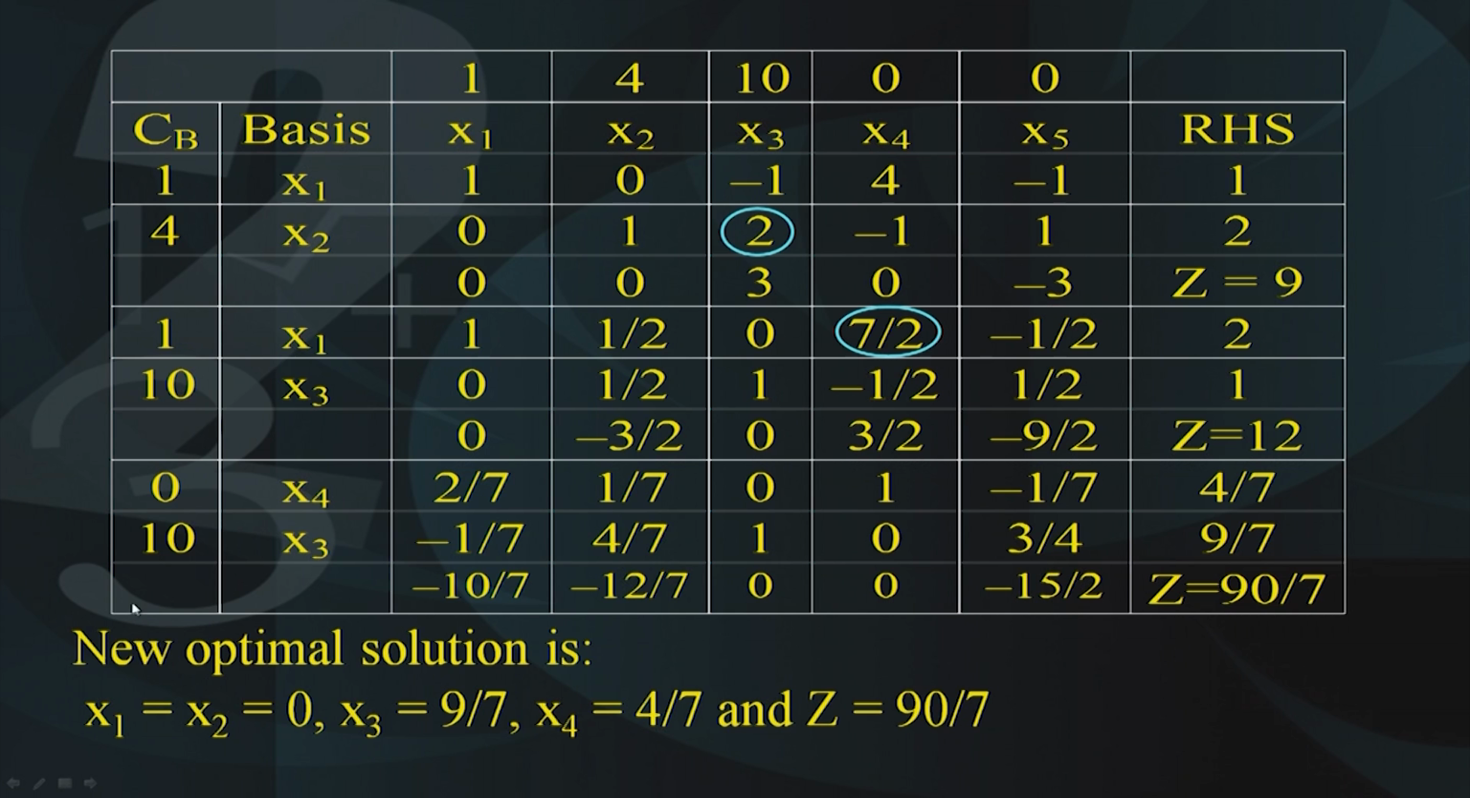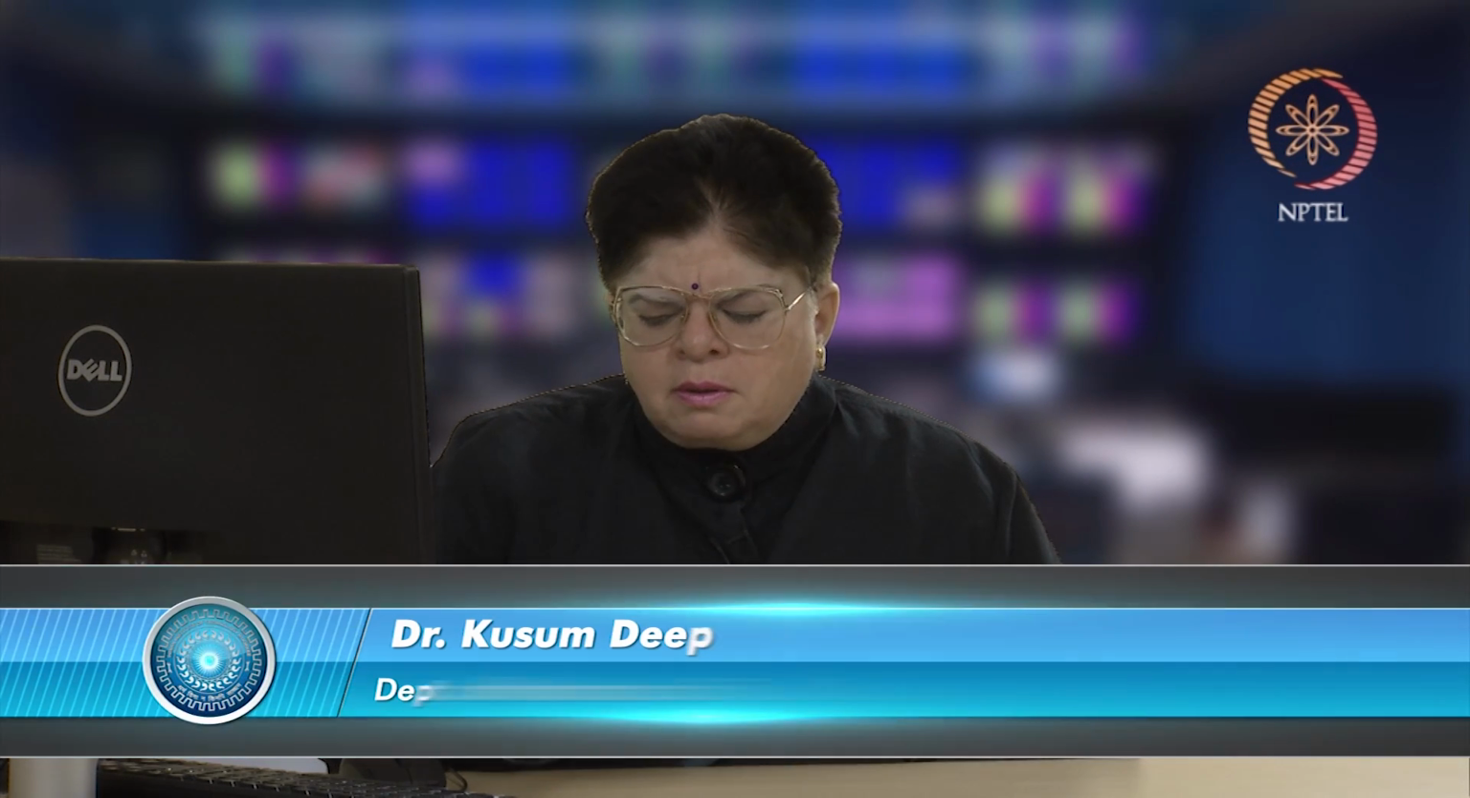So, with this example we have seen how, if the objective function values are changed such that they do not satisfy optimality, then the problem has to be solved in this way and a new optimum solution is obtained.